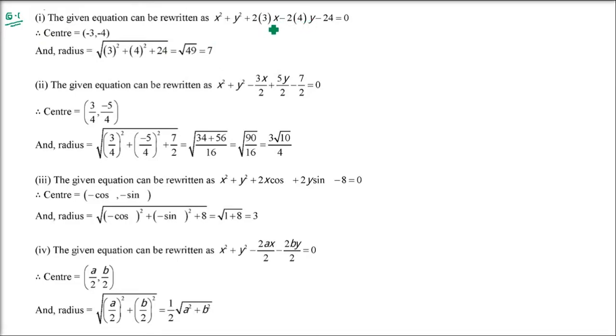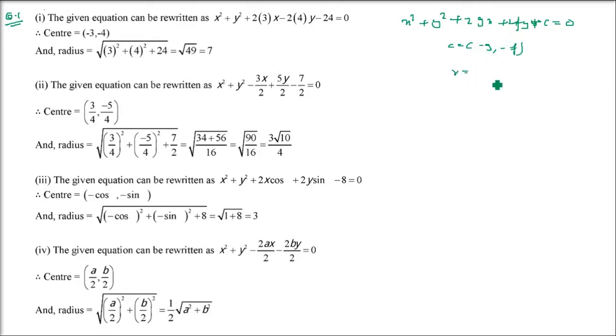In every part we are given the equation of the circle, and we have to find out the center and radius. Whenever we take the equation as x square plus y square plus 2gx plus 2fy plus c equals 0, the center will be minus g and minus f. Remember, it's not g, f, it's minus g and minus f, negative g, negative f.